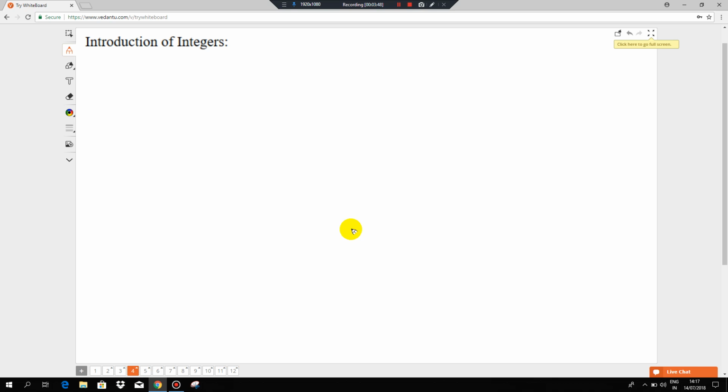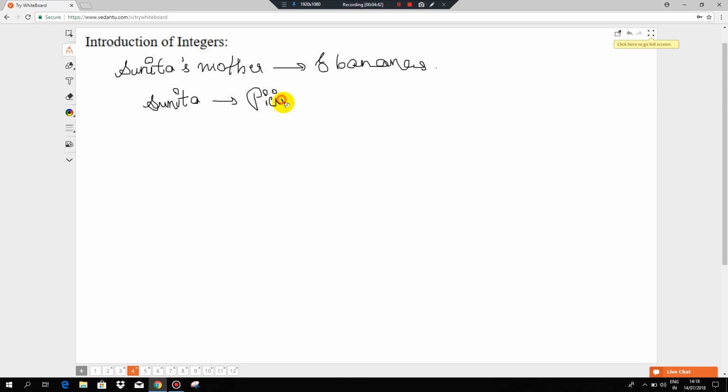So, introduction of integers. I'll give you an example. Sunita's mother has 8 bananas. Sunita is going for a picnic with her friends. She wants to carry 10 bananas with her.